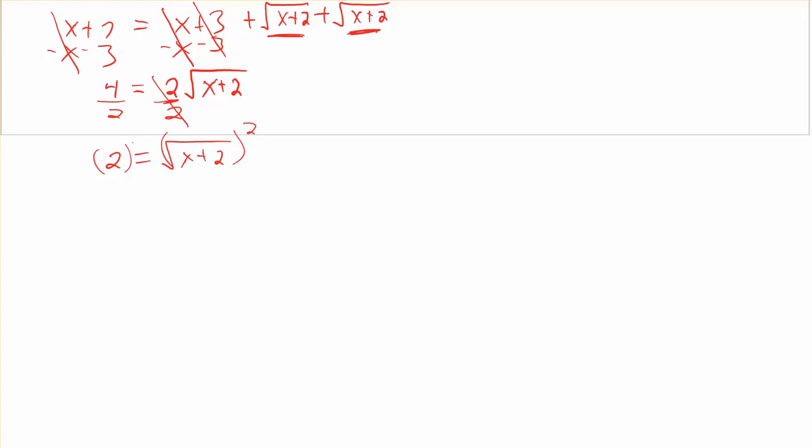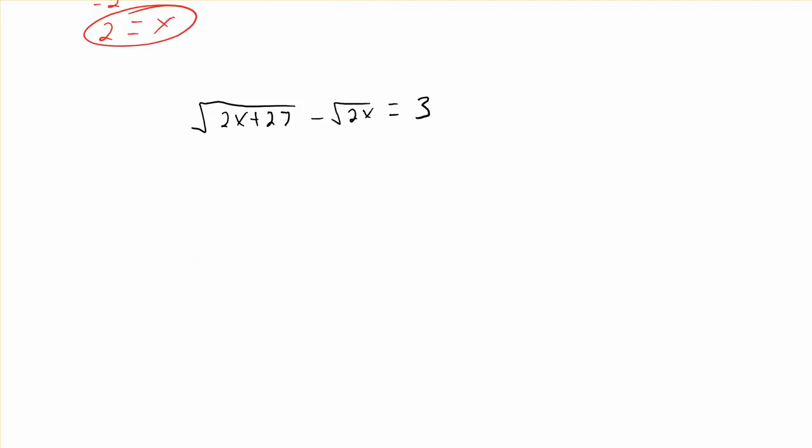So that's squared, that's squared. Squared cancels with the square root. I've got 4 is equal to x plus 2. Last thing I have to do is subtract 2 from both sides. Those cancel, and I've got x is equal to 2.